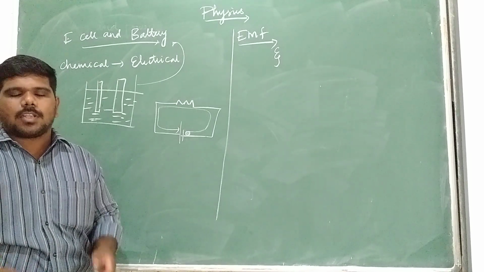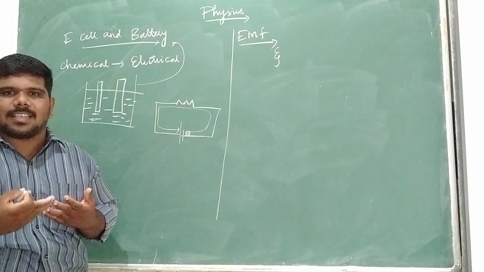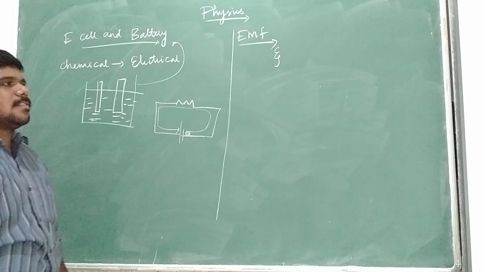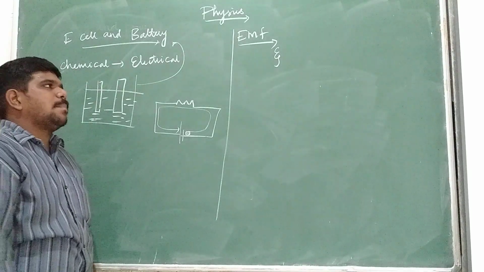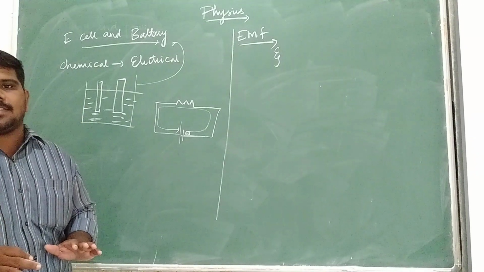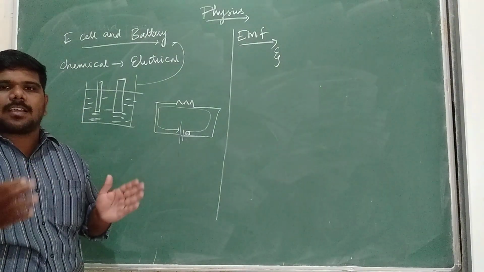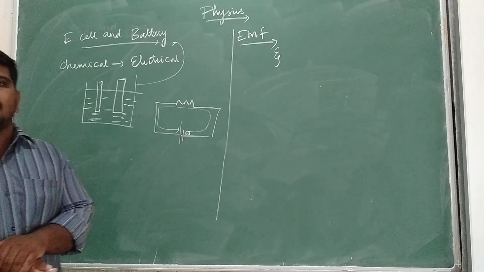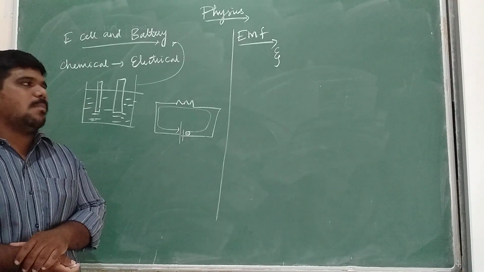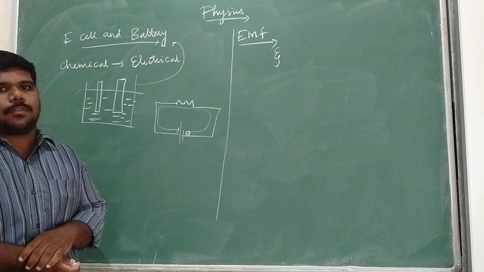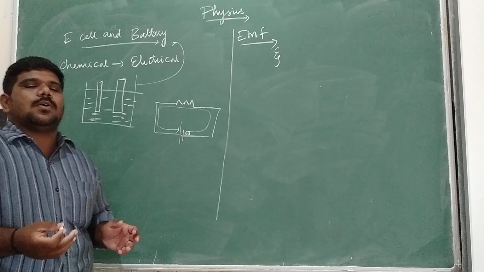So the electromotive force determines the amount of work a battery or a cell has to do to move a charge from one point to another point. That is called an EMF. The EMF determines the amount of work a battery or a cell has to do to move a charge in a circuit.